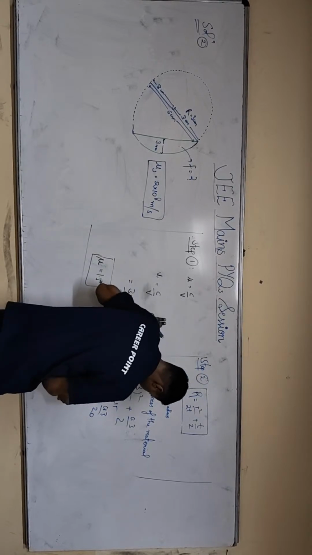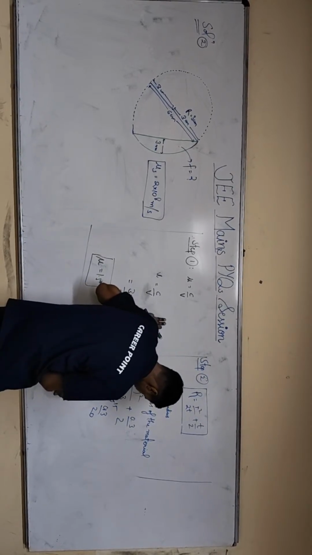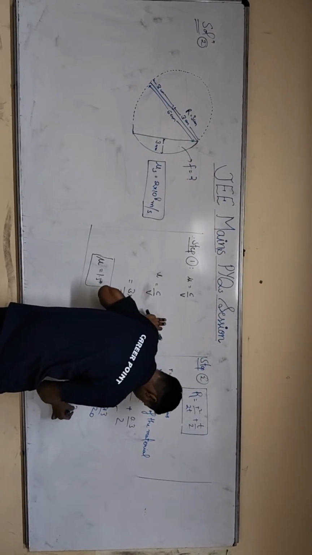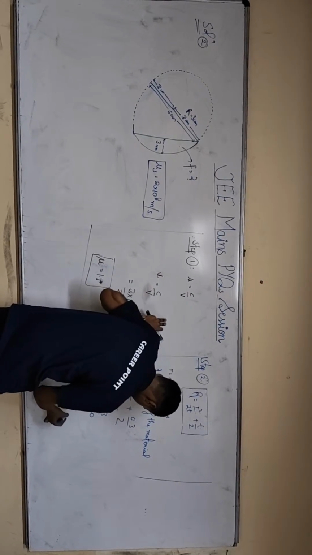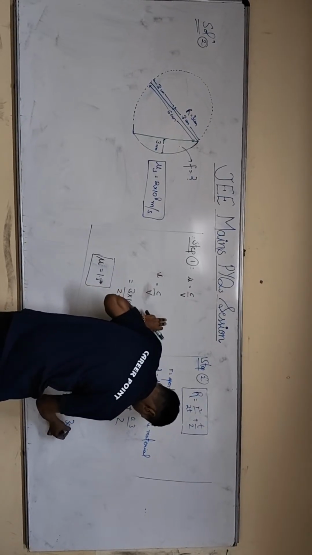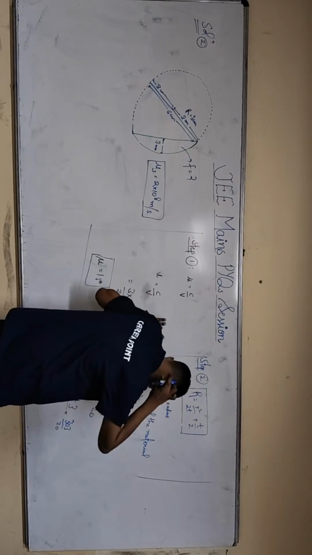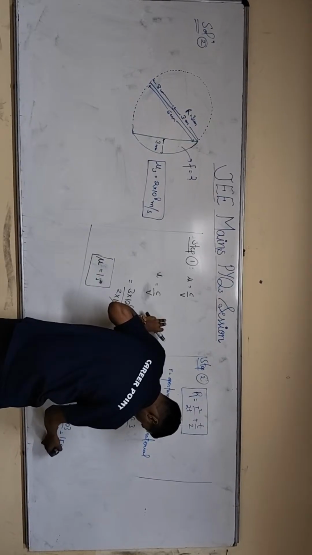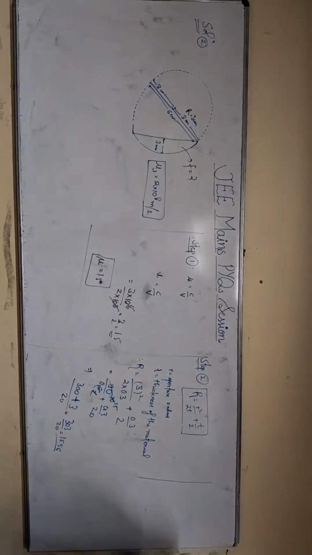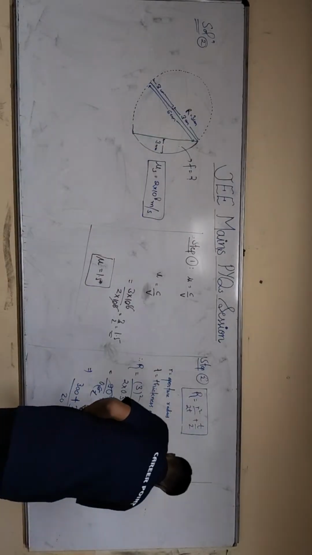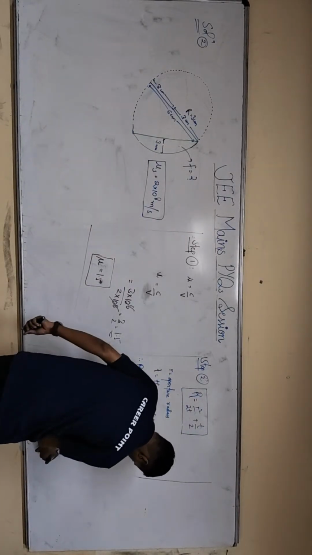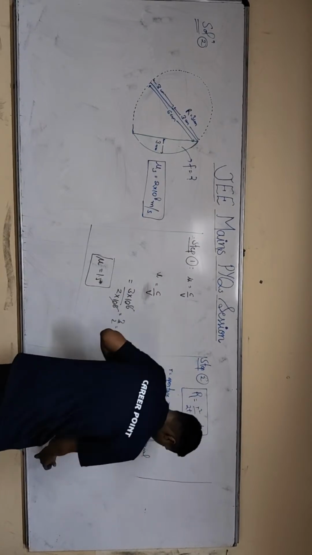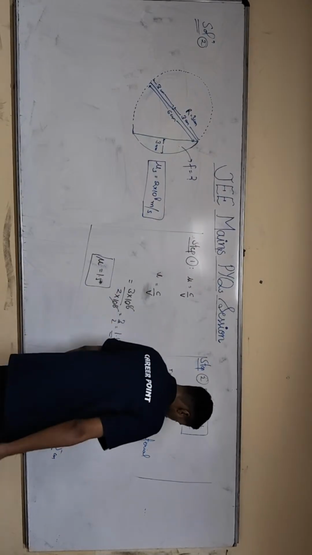So it becomes 15 plus 0.15, and it comes around 15.15. I hope it is clear. R is in the unit centimeter. I hope it is clear.